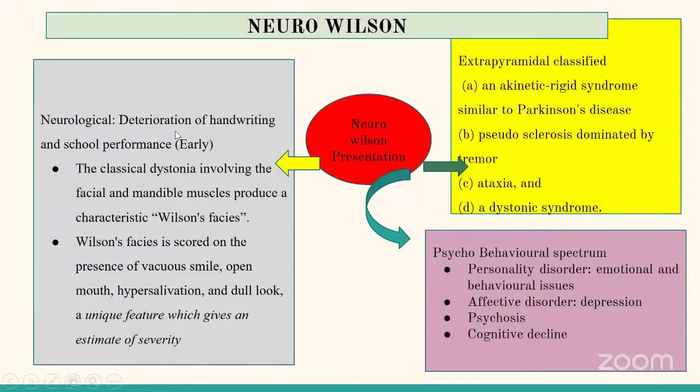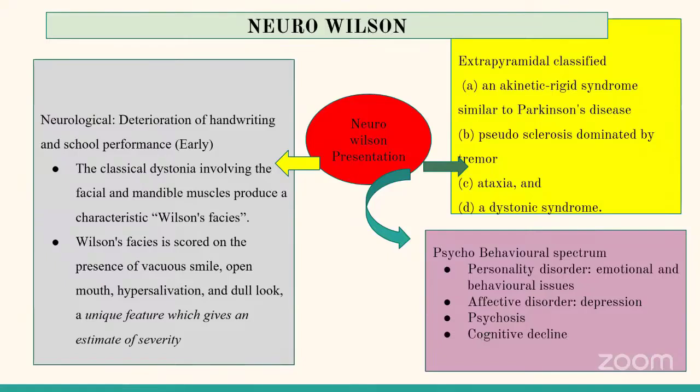Neurologically, deterioration of handwriting and school performance is the earliest clinical clue in Wilson disease. They will develop mask-like faces, also commonly known as Wilson faces, and they will have hypersalivation, drooling, a dull look, and this is before the appearance of dystonia. If they can come to clinics at this time it is good, but it is difficult to diagnose at this time when they come. In the psychobehavioral spectrum, they will present sometimes with personality disorders, affective disorders, psychosis, cognitive decline. We see all sorts of variety here.